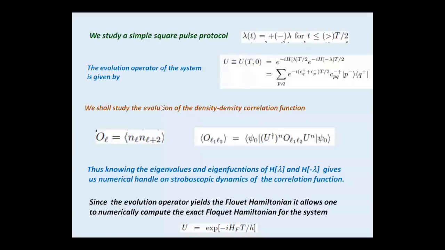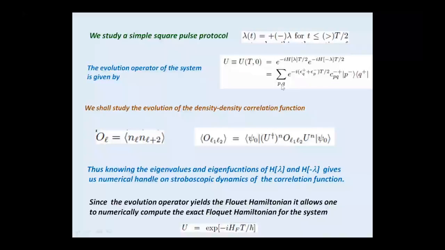Now I'm going to study the Floquet Hamiltonian of this model under a periodic drive. What we will do is study a simple square pulse protocol where we are going to drive the sigma z coefficient, that is this lambda of t, as a function of time. This would be a square pulse protocol where lambda of t would be plus lambda or minus lambda for the first and the second half of the drive pulse. So the evolution operator is just given in terms of H of lambda and H of minus lambda.